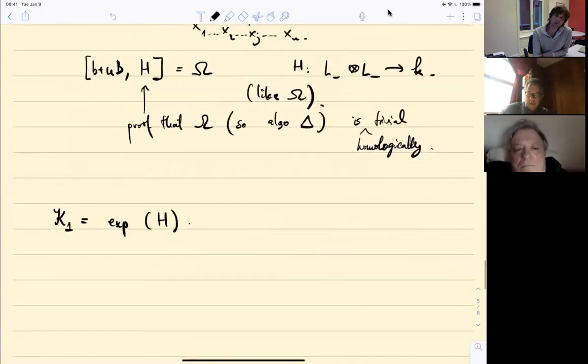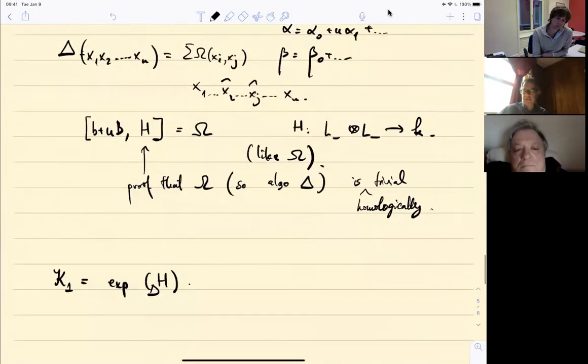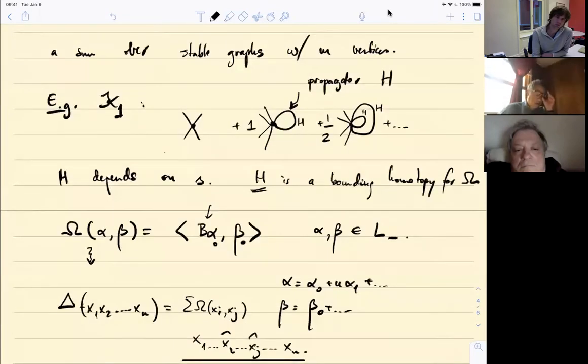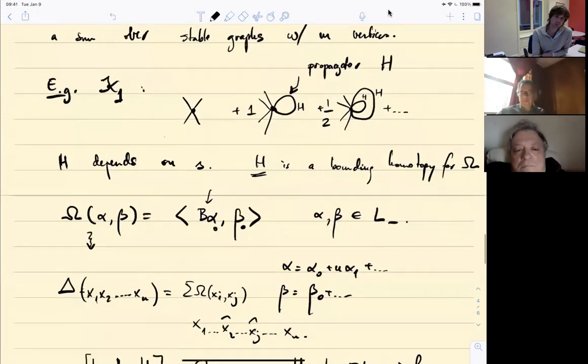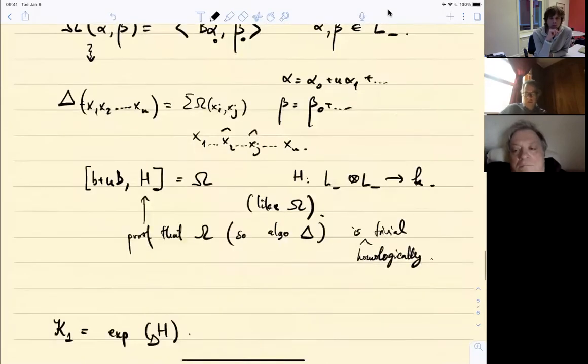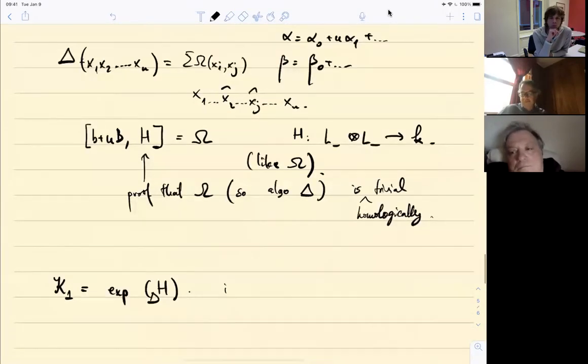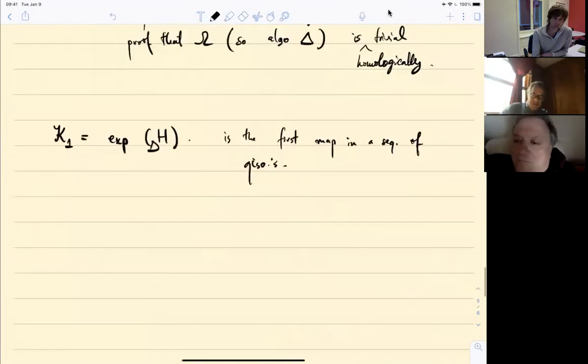So this, and maybe let me call it delta H, the operator that's extended by linearity to the symmetric algebra, to make it a differential operator on the symmetric algebra. But you can see that this looks exactly like exp of delta H, which is really the first map in a sequence of quasi-isomorphisms. All right, and then the map K2 will involve graphs with two vertices.